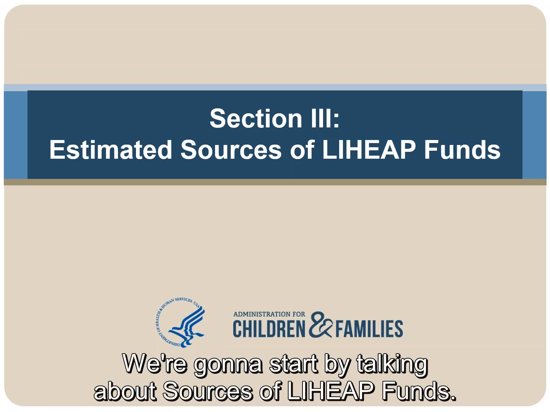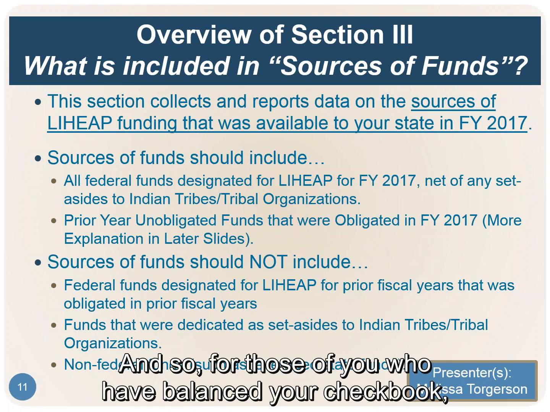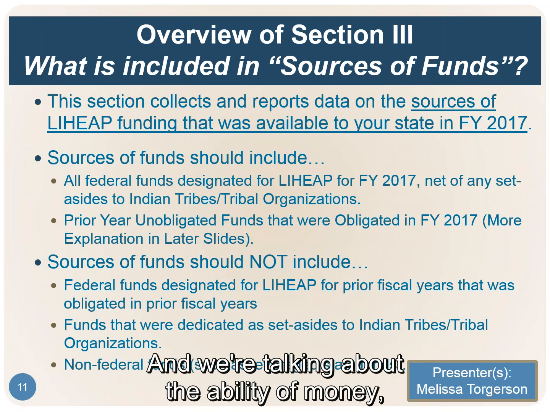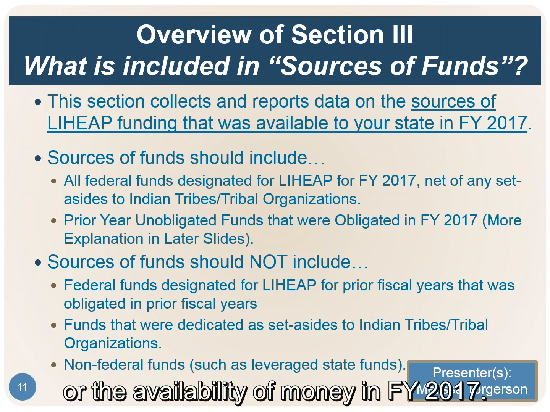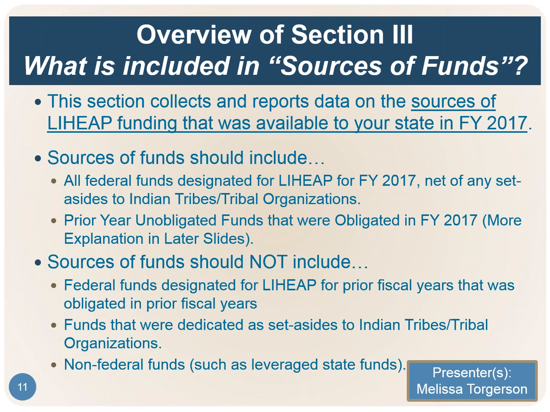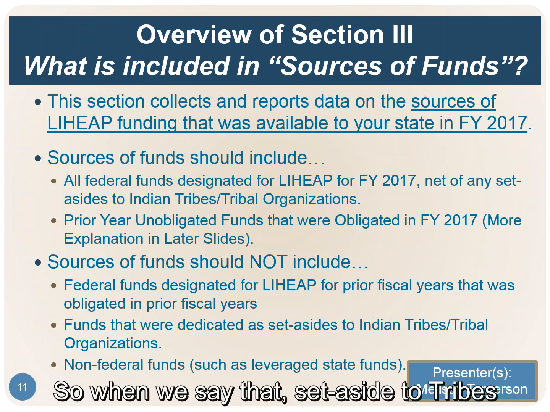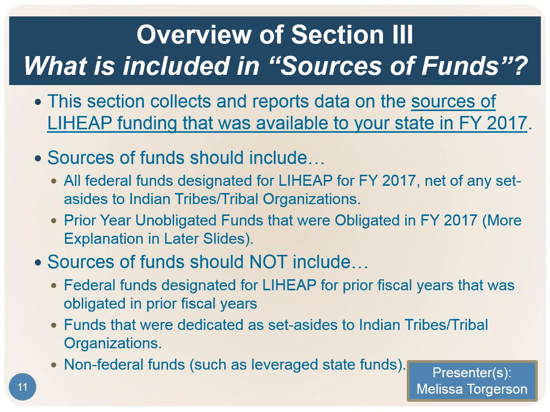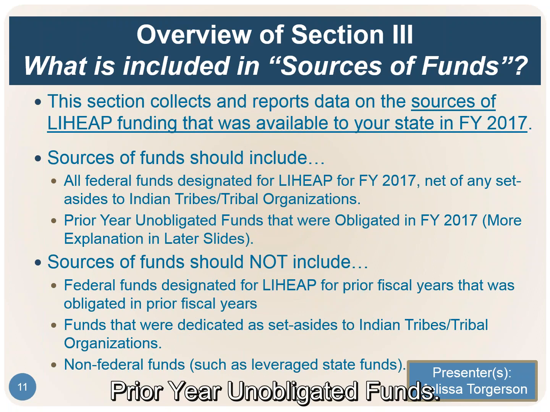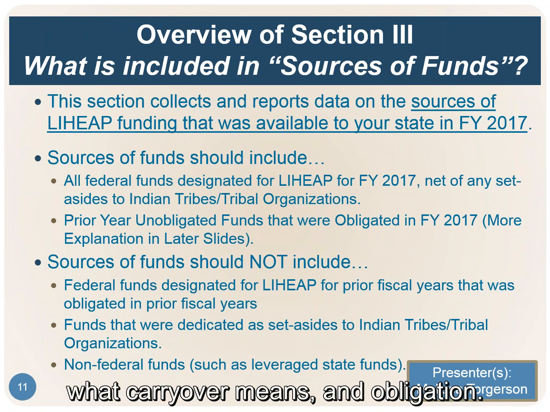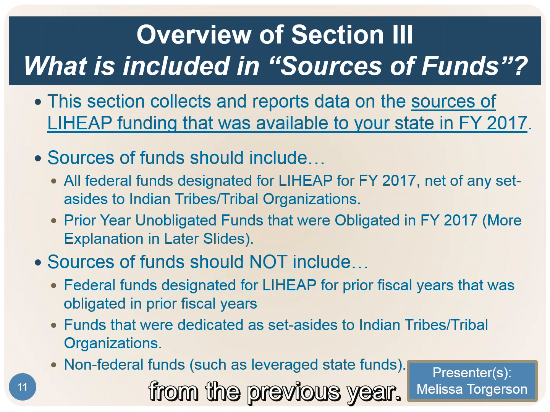We're going to start by talking about sources of LIHEAP funds. And so for those of you who have balanced your checkbook, this is really talking about the money coming in. And we're talking about the availability of money in FY 2017. And so this includes federal funds designated for LIHEAP for FY 2017, net any set-asides to Indian tribes and tribal organizations. So when we say set-aside to tribes and tribal organizations, we're talking about the money that is given directly from OCS to tribes. The sources of funds will also include prior year unobligated funds. So we'll talk about this in later slides, what carryover means and obligation, but it does include money that came into the year from the previous year.